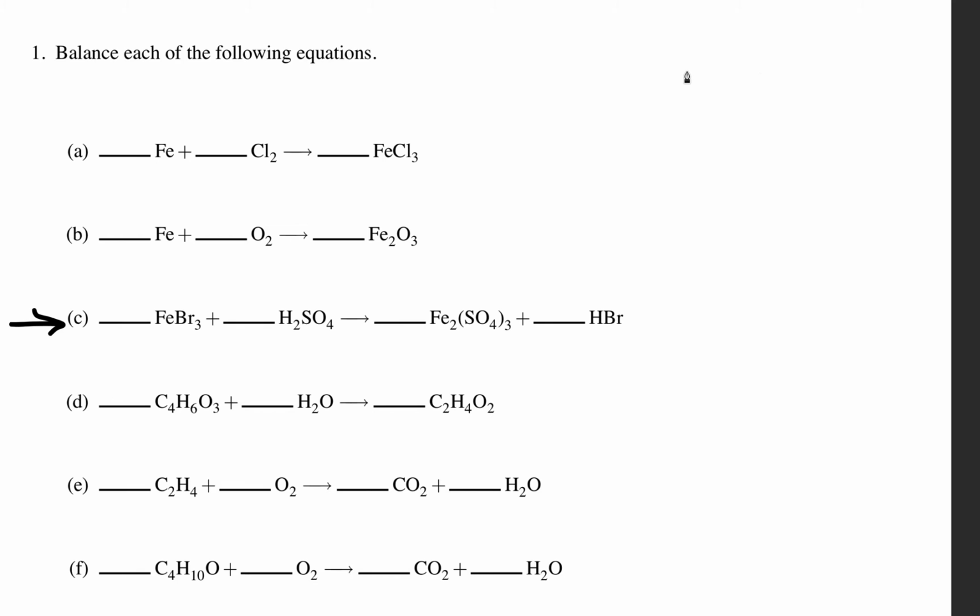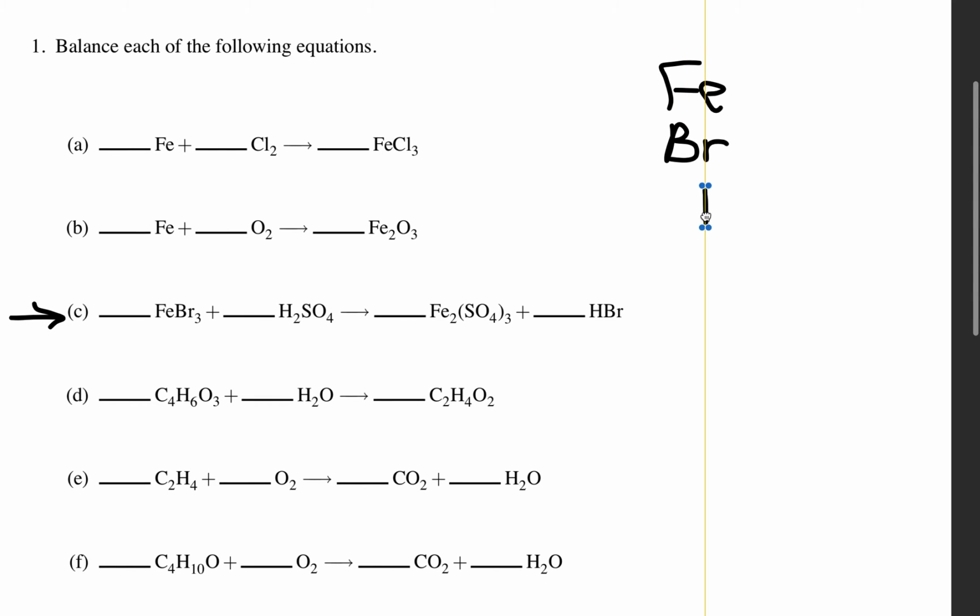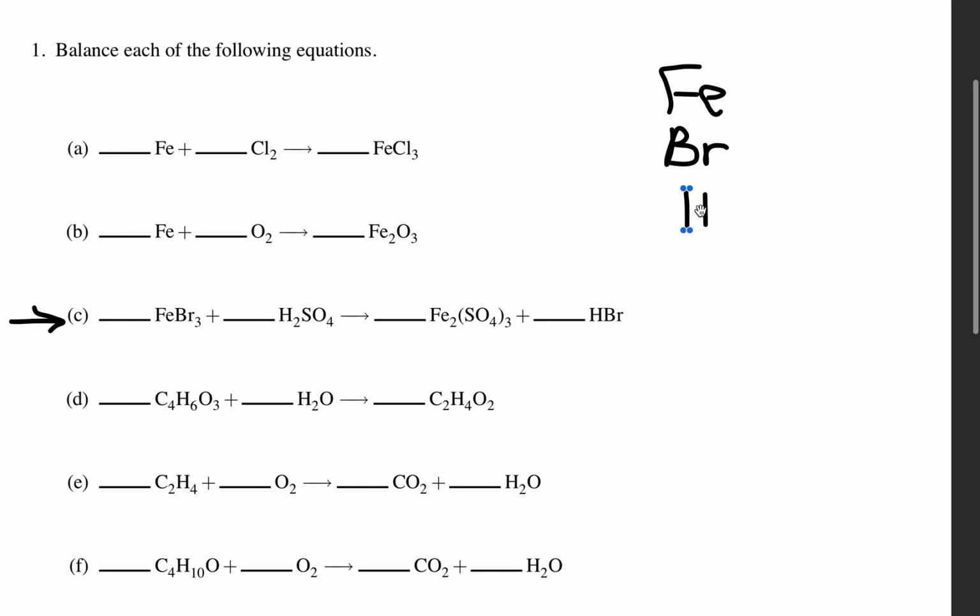So same process as in problem A, I'm going to list the different types of atoms that I have. So I still have iron, I have bromine, I have hydrogen.